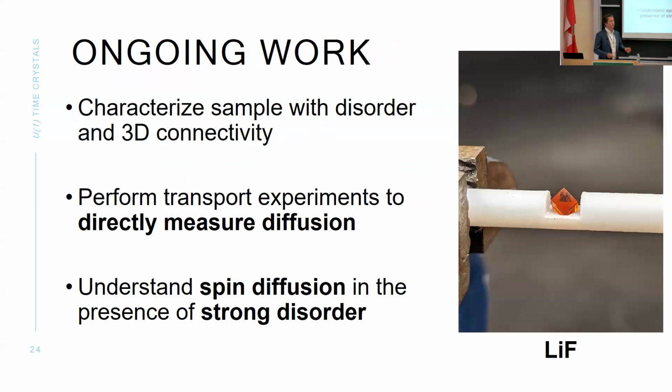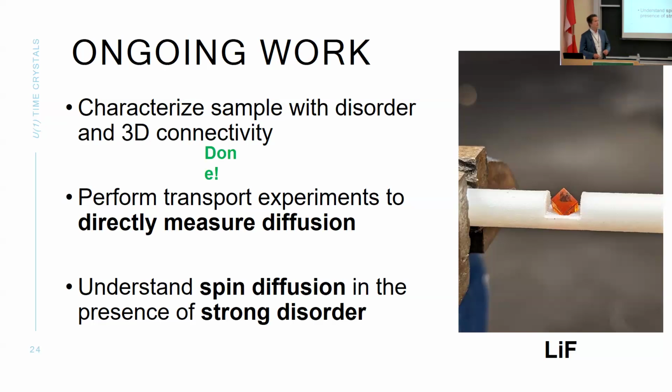So what's next for our group? Well, what we're doing is trying to understand a sample with disorder and 3D connectivity in order to apply this disordered state technique to more interesting systems, avoiding the curse of one-dimensionality where everything is integrable and theorists are able to answer the questions before the experimentalists can get there. Then once we have that system, we want to perform transport experiments, namely try to directly measure spin diffusion without doing any crazy fast gradient switching, and understand what happens to spin diffusion and transport in general in the presence of strong disorder.